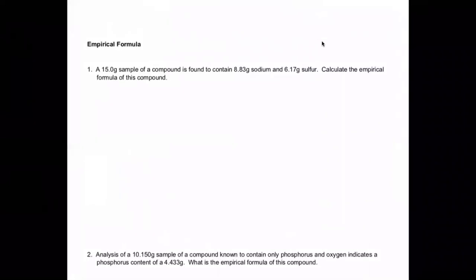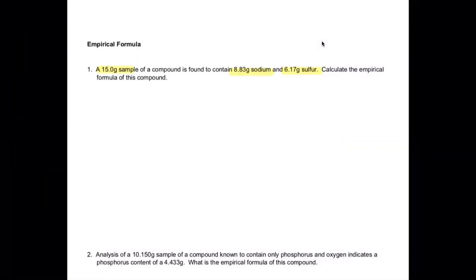So I'll go through a few more of these a little faster. Here we have a 15-gram sample found to contain sodium and sulfur. We're going to calculate the empirical formula of this compound. Again, we're given the total sample mass, but it's not really relevant here because I already know both components, so I don't really need to know the total. That is just extra information that I don't need in this case.